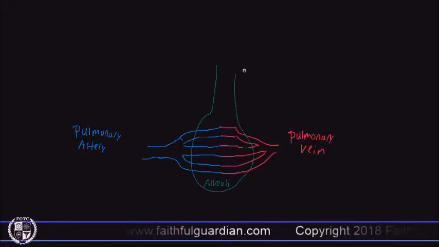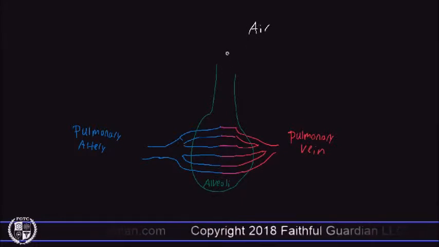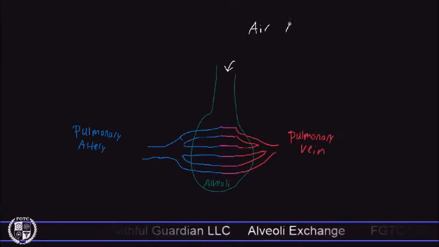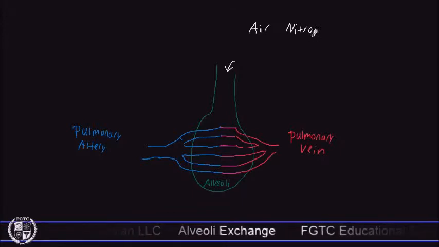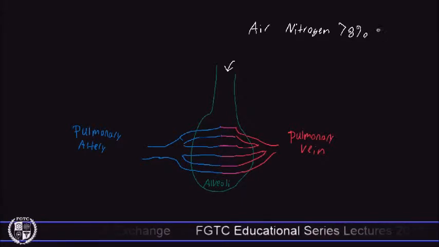And so to start off, the big thing that we need to understand is the air that we breathe. The air that is going to be coming in to our alveoli and participating in that gas exchange is made up of a couple different things. The most abundant gas in the air that we breathe is nitrogen, and it's about 78% of all the air that we breathe.